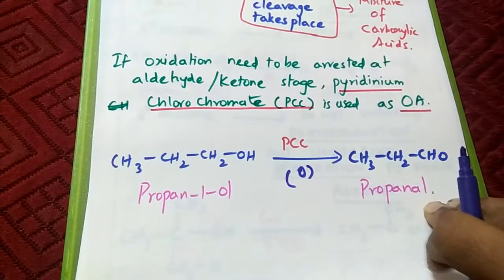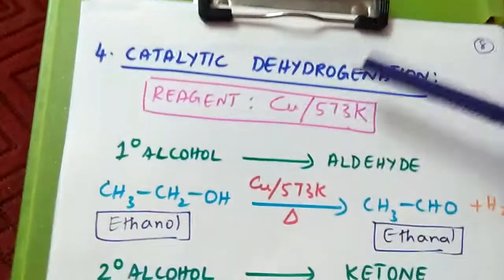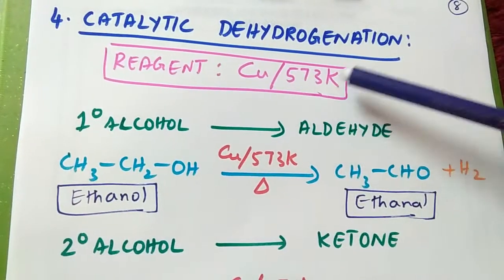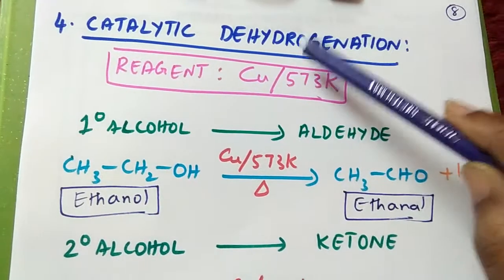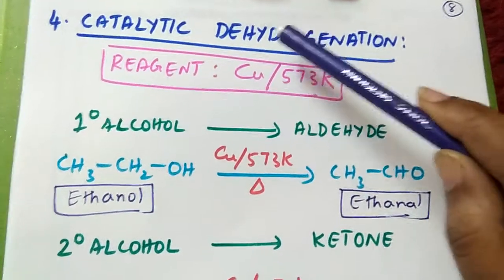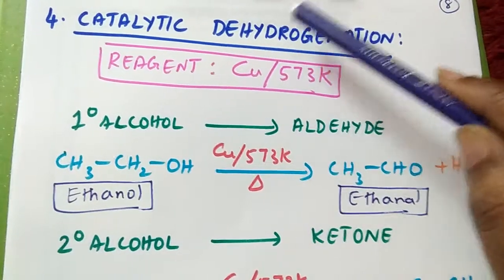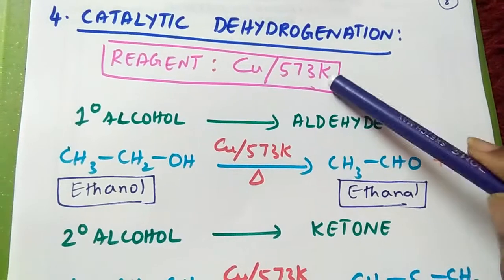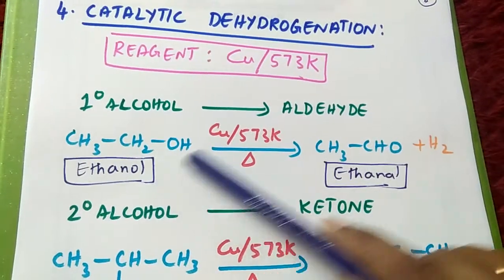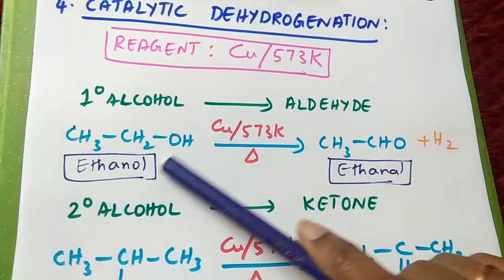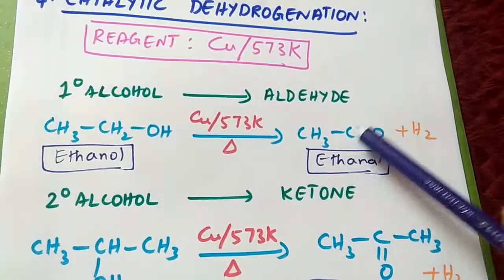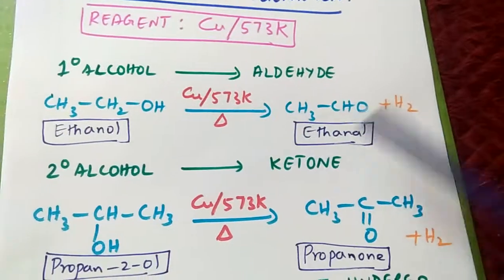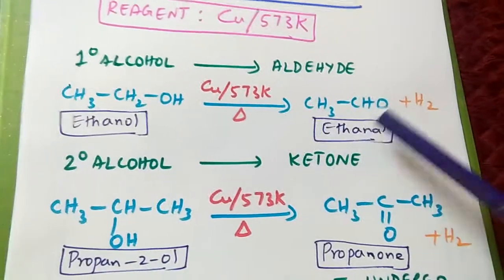So the fourth method of distinction between primary, secondary and tertiary alcohol is catalytic dehydrogenation. The reagent used for that purpose is copper at 573 Kelvin. As the name suggests, the reaction taking place is dehydrogenation, that is removal of hydrogen, in the presence of a catalyst. The catalyst is copper. The temperature condition is 573 Kelvin. The primary alcohol is converted to aldehyde. Here the dehydrogenation takes place. CH2OH is converted to CHO and hydrogen is released. So this is just dehydrogenation. Further, it cannot be dehydrogenated, so the reaction stops here.